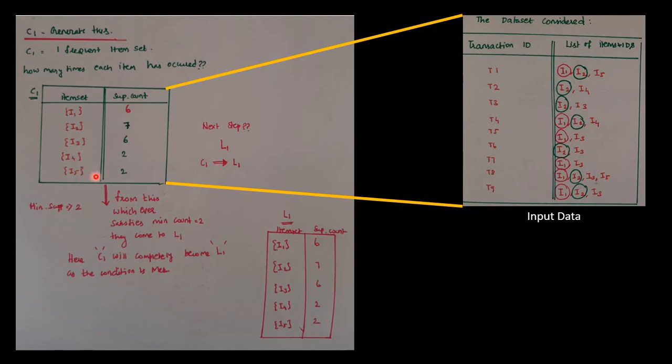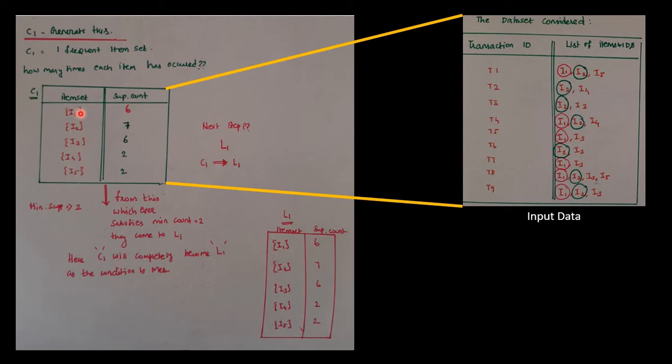We make a table, and this table is called C1, and the item set which has the items I1, I2, I3, I4, I5 are listed, and then we need to find out the support count. Well, what is the support count? Support count is nothing but, in the input data set given to you, how many times I1 has occurred, how many times I2, I3, I4, I5 have occurred.